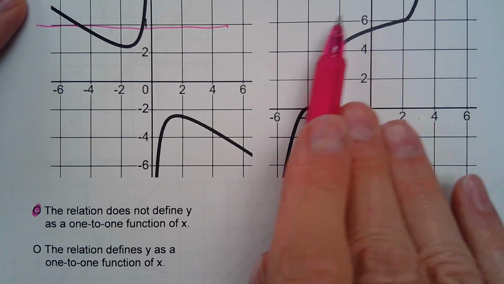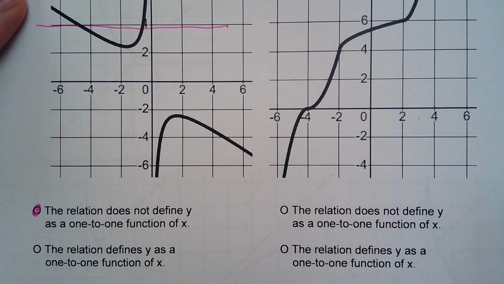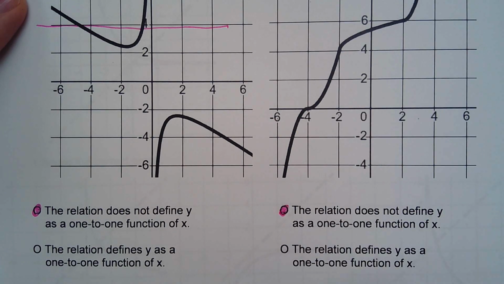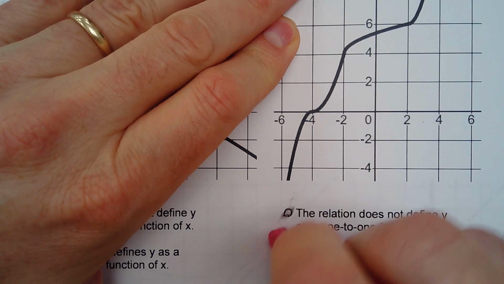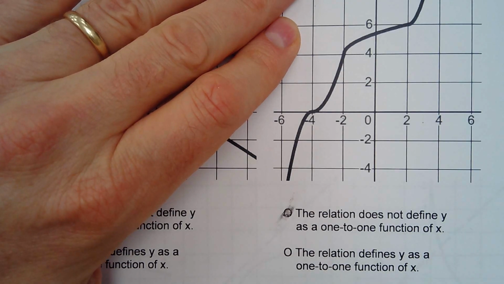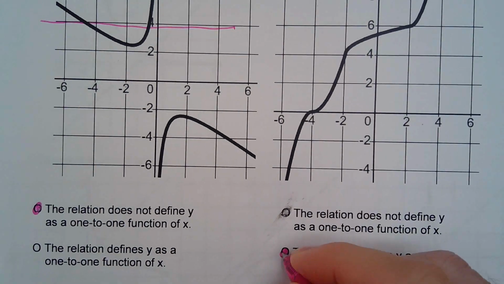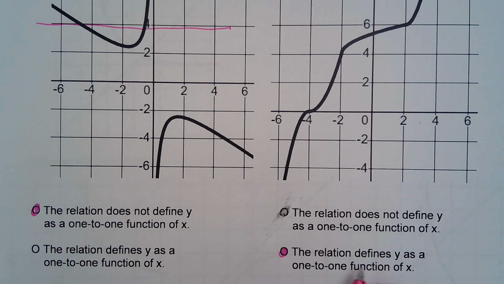On the second one, any horizontal line passes through at most one point, so this would define y as, boy, that didn't like that. So it should be this bottom one here is dotted in. This relation defines y as a one-to-one function of x.